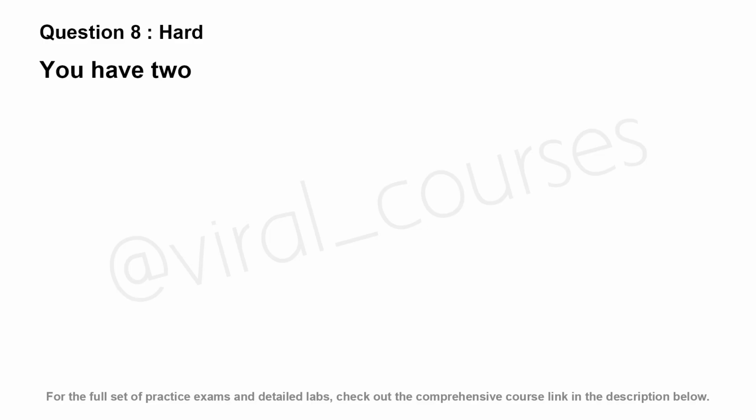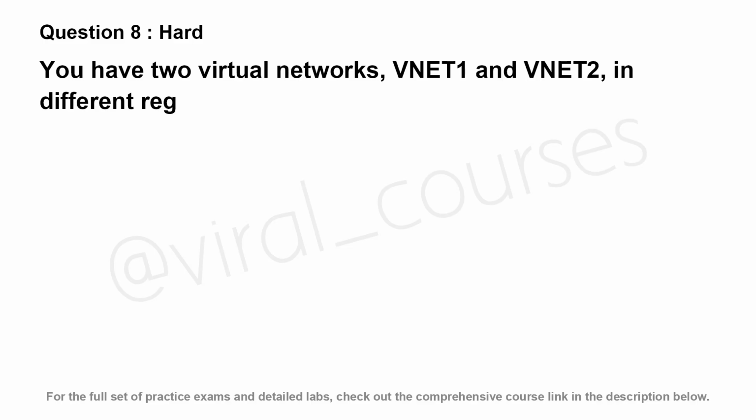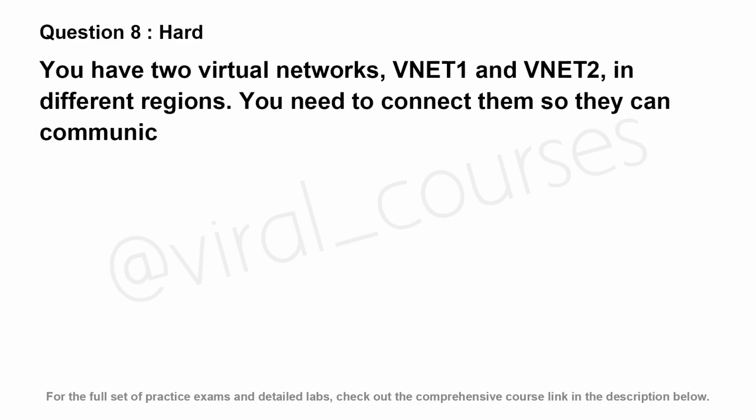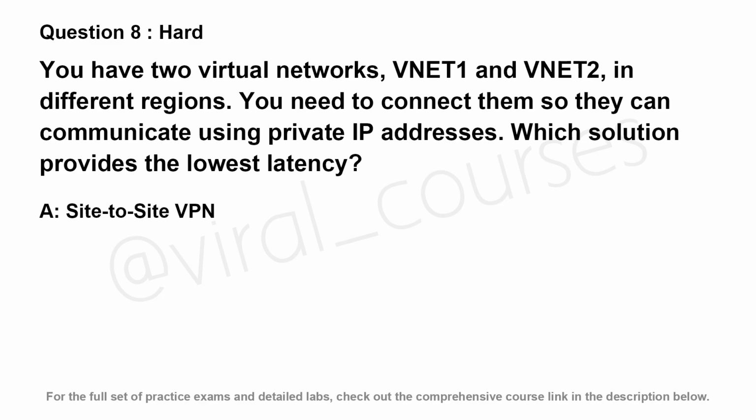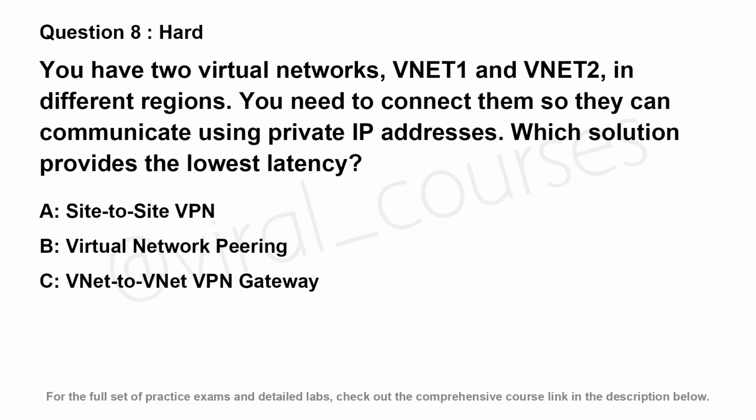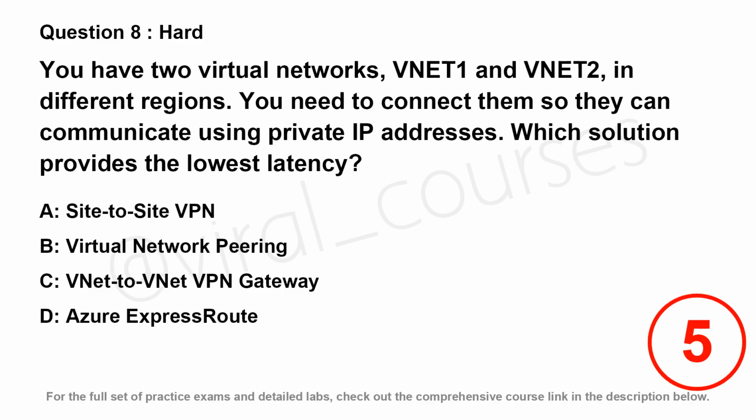You have two virtual networks, VNET1 and VNET2, in different regions. You need to connect them so they can communicate using private IP addresses. Which solution provides the lowest latency? Option A, site-to-site VPN. Option B, virtual network peering. Option C, VNet to VNet VPN gateway. Option D, Azure ExpressRoute.